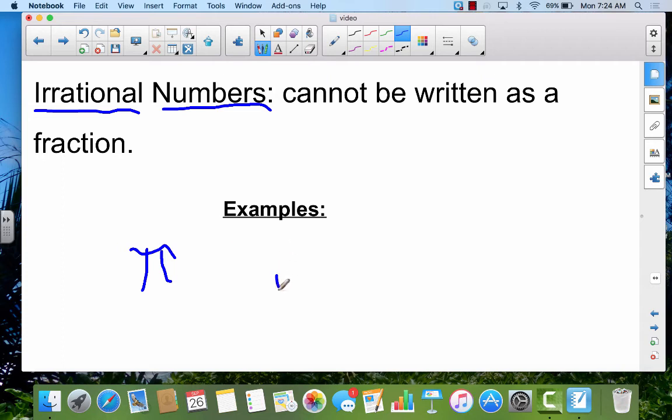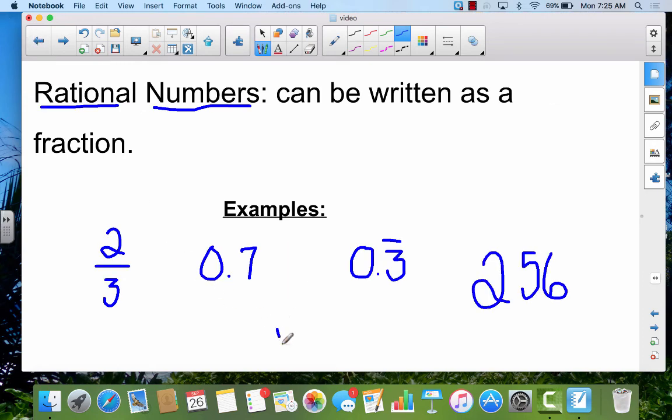Another example, we talked about square roots, right? So any square root that is not a perfect square, so the square root of 15. If you put that in a calculator, you're going to see you get a long decimal that doesn't necessarily repeat in any way. So that would be irrational. Thinking back, I should put the square root of a perfect square here. So let's use the square root of 25.